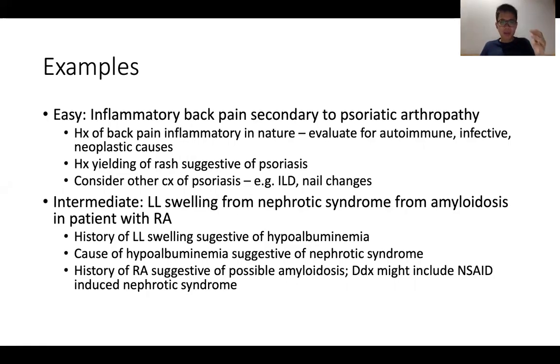So you get the drift as to this concept. So we move on to something slightly more complicated. So this could be an approach to lower limb swelling.